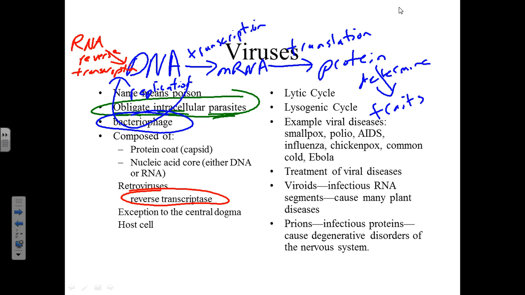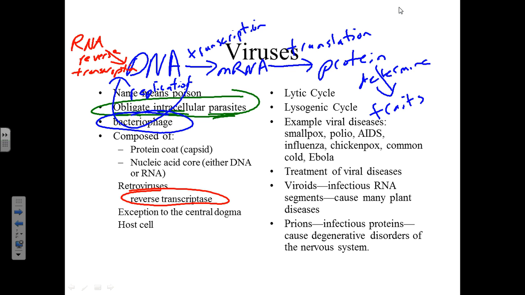Some other virus diseases: HIV, AIDS, influenza, chickenpox, the common cold, Ebola. For most of those, if you go to the doctor and he figures out you've got a virus, what's the usual course of action that the doctor's going to take? Not Ebola. We're not talking HIV or Ebola here. General virus infection. He's going to say, go home. There's not much I can do for you. Drink some fluids. Rest. Stay away from other people.